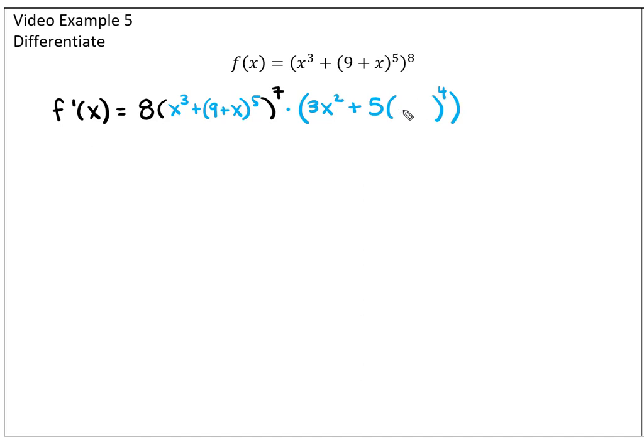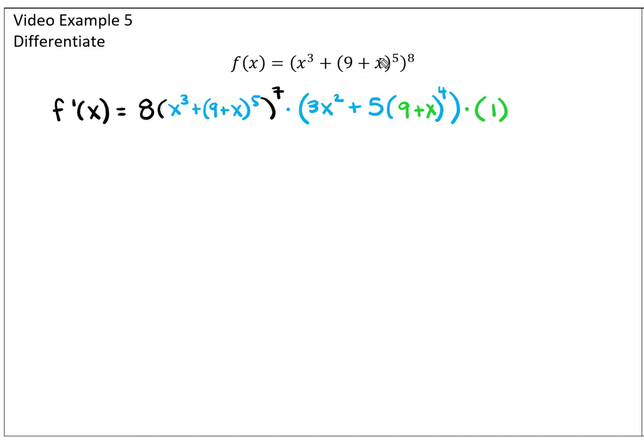The inside of this parentheses is now our second inner function, and so we're going to put 9 plus x, and now we're going to multiply this by the derivative of the inside. So 9 plus x, the derivative becomes 0 plus 1. And there's not much we can do to simplify this. You just want to double check to make sure all your parts are correct. So let's just double check.